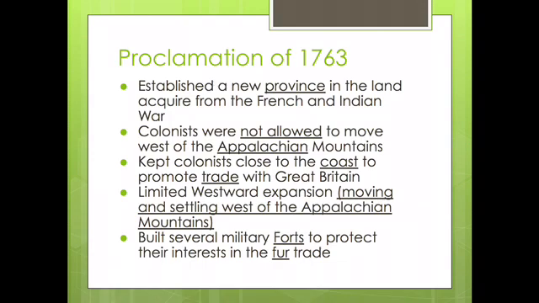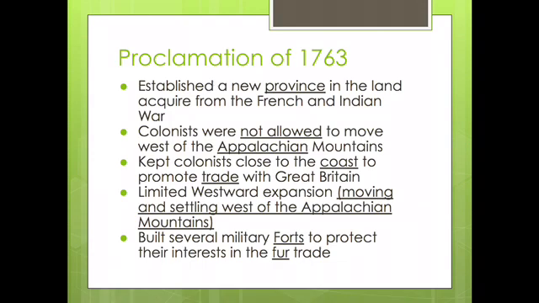The king wanted to keep the colonists close to the coast to promote trade with Great Britain. If they got too far away from the Atlantic Ocean, they might not trade natural resources back to Great Britain, which Great Britain greatly needed. So it was kind of tricky that the king wanted to keep them close to the ocean to continue to have them to trade. He also wanted to limit westward expansion, this idea of moving and settling west of the Appalachian Mountains. And so he built several military forts to protect their interests in the fur trade as well.